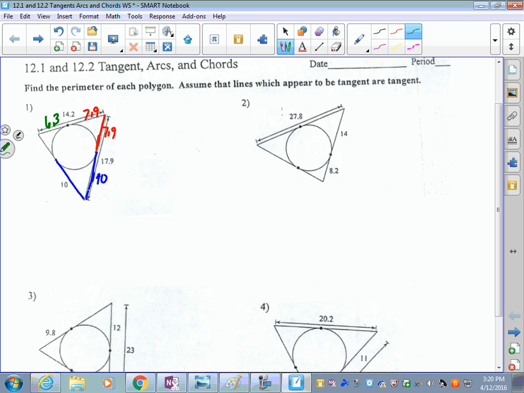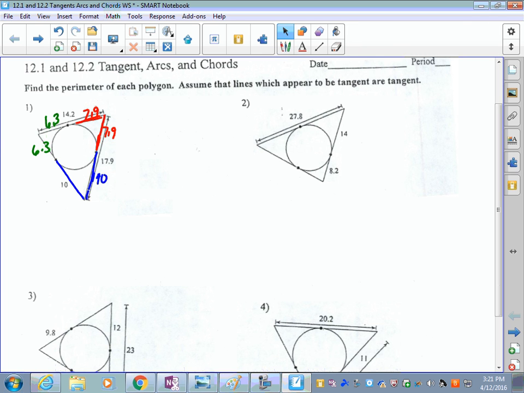And if that's 6.3, then what do we know? It's 6.3 as well. Why wouldn't it be 7.9? Because 7.9 is these two tangents. Yeah. Okay. All right, now they want us to find the perimeter.